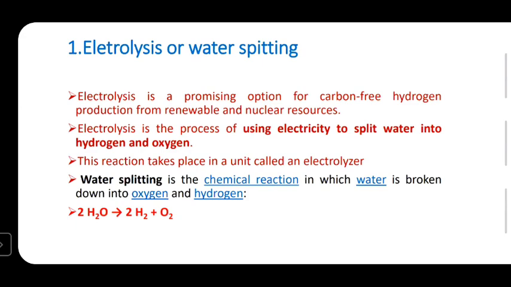Write down the definition of electrolysis. Electrolysis is the process of using electricity to split water into hydrogen and oxygen. Maybe this question is asked in an MCQ examination. What type of question is asked in an MCQ examination? In the electrolysis process, which atoms are split? Hydrogen and oxygen, or maybe other options are given. In the electrolysis process, the hydrogen and oxygen atoms are split or separated.